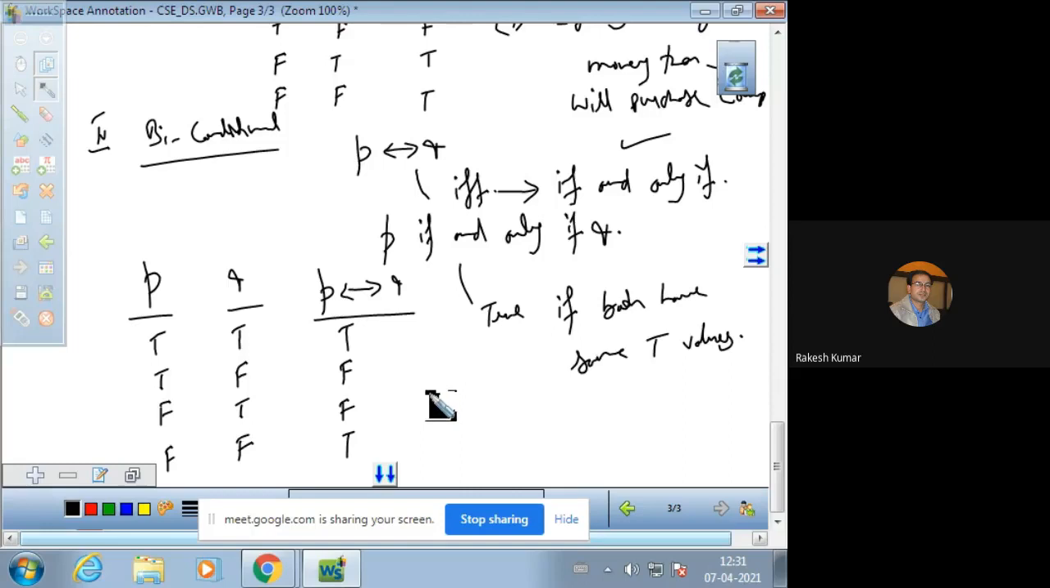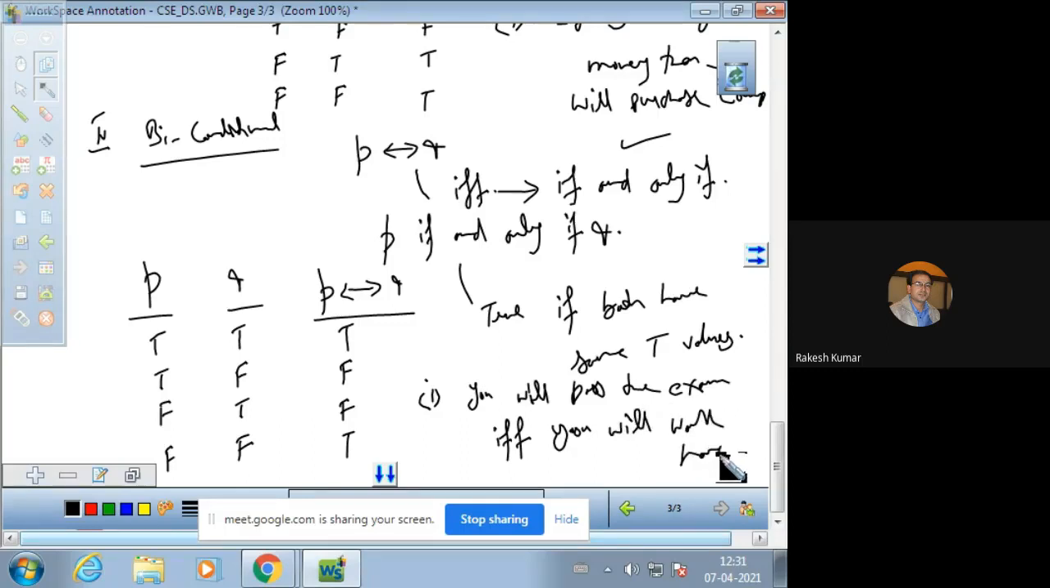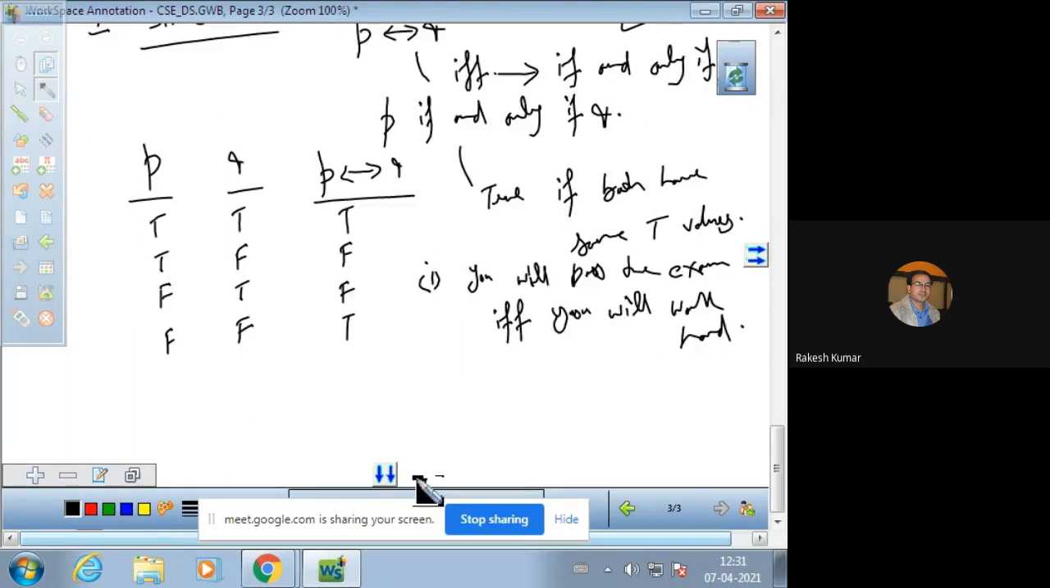वी कैन टेक द एग्जांपल फ्रॉम इंग्लिश लैंग्वेज लाइक दिस: You will pass the exam if and only if you will work hard. It is very much clear. You will pass the exam if and only if you will work hard. This is a English literature point of view, and we can understand it very well.